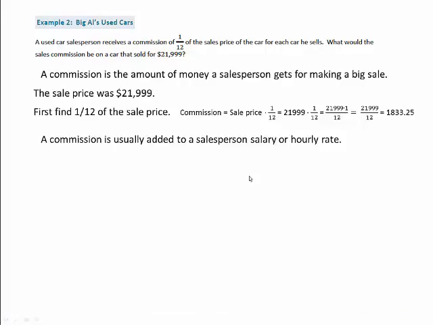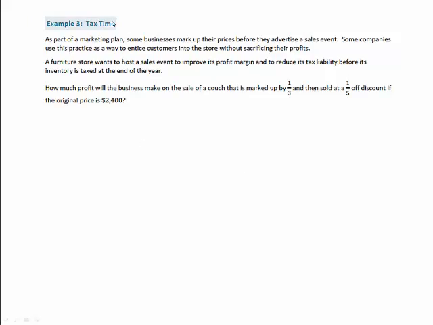Let's take a look at the next example. In this one, we're talking about tax time. A lot of businesses who sell something mark the price of things up, they increase the price, and then offer a discount afterwards. As part of a marketing plan, some businesses mark up their prices before they advertise a sales event. Some companies use this practice as a way to entice, that means make customers want to come in to the store without sacrificing their profits, without having to make less money.